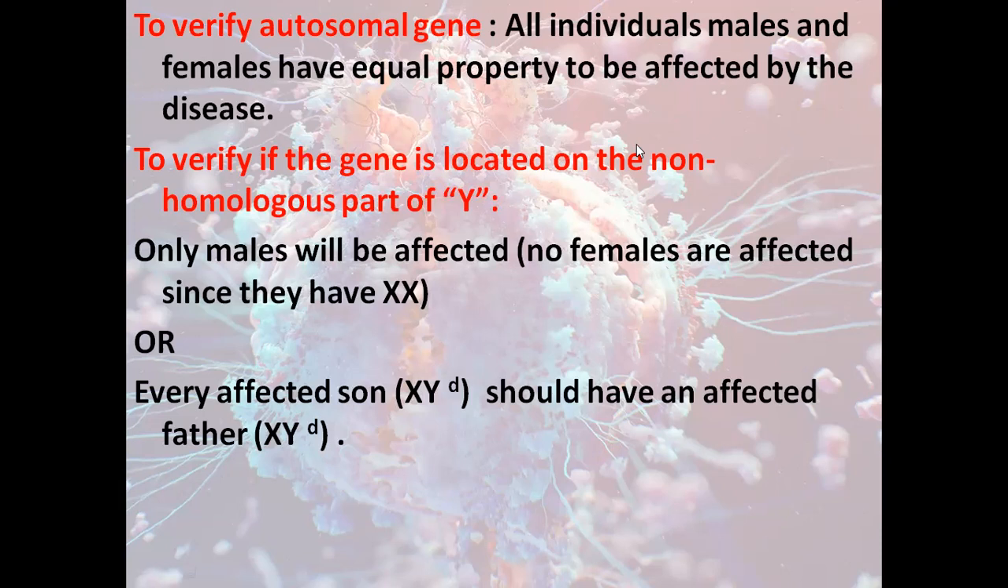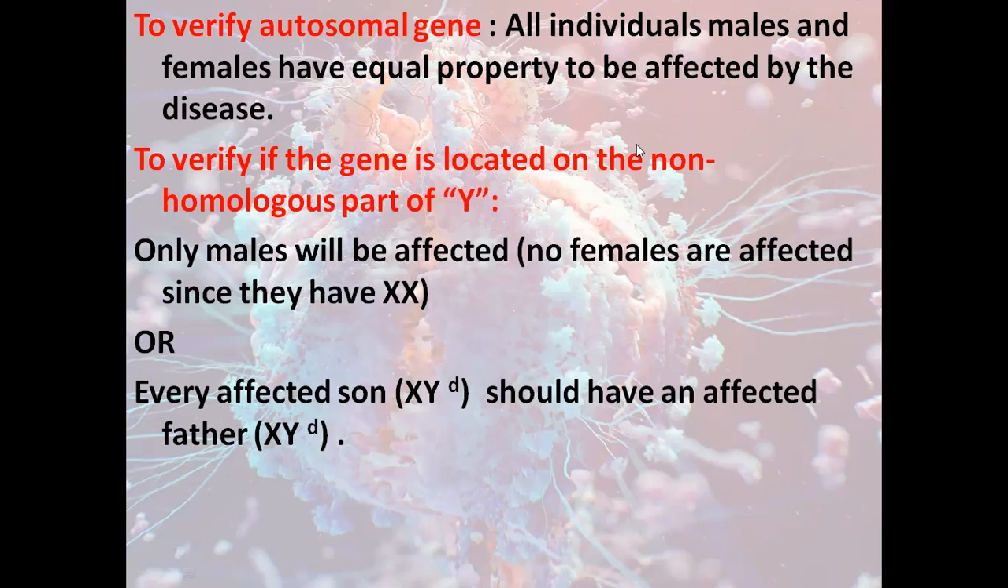How to verify it's autosomal, and how to verify that the gene is located on the non-homologous part of Y. Here, the non-homologous part of Y is very easy. If you look at the pedigree and we have one female affected, then it's not the case, since she doesn't carry the Y. Why? Yes, Ran.